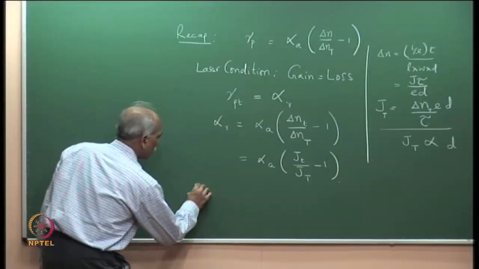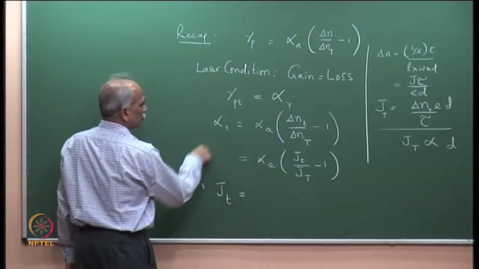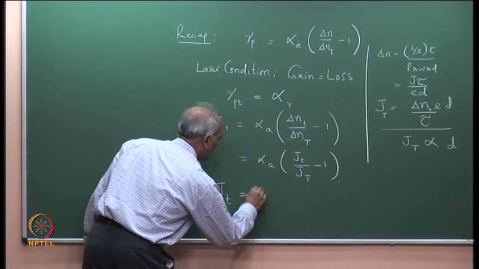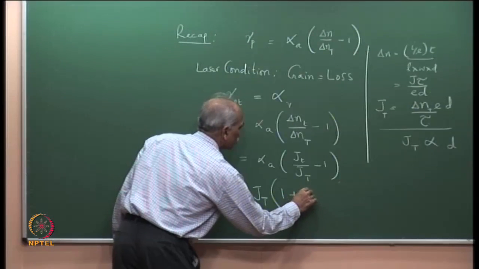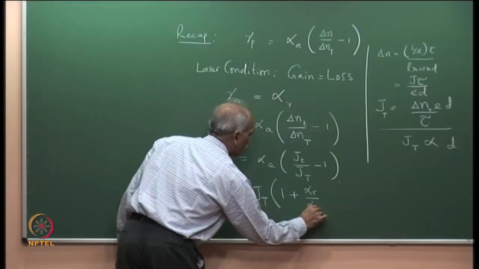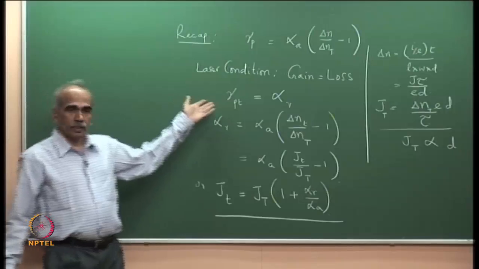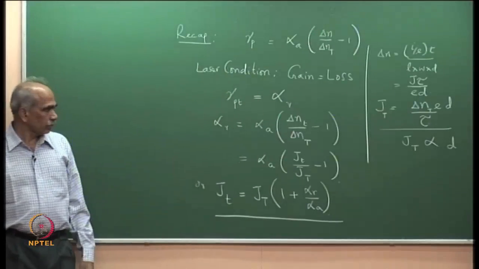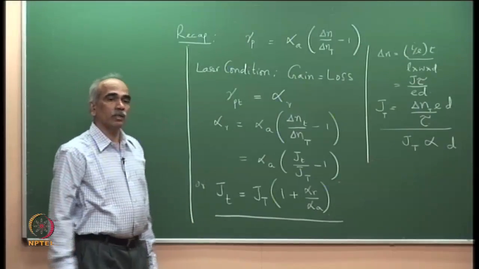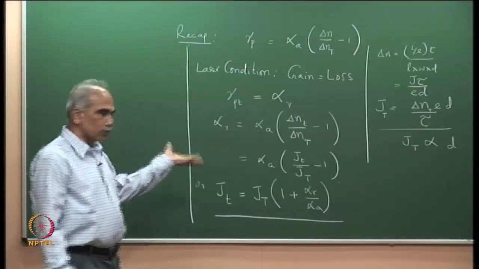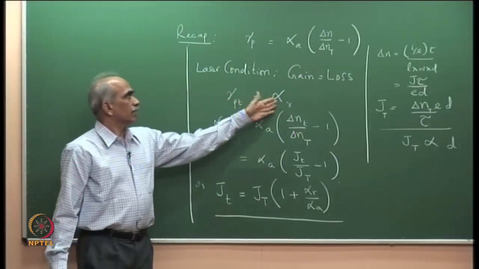or J threshold is equal to, alpha a goes to the denominator, so we have J t into 1 plus alpha r divided by alpha a. This is the expression that we get by equating the gain coefficient equal to the loss coefficient. However, there is an important point which we miss here, something that is unique to semiconductor lasers, but not in the case of bulk lasers, gain equal to loss.